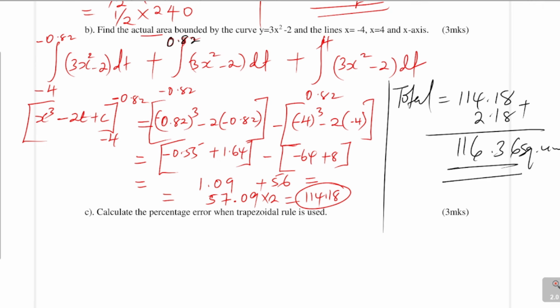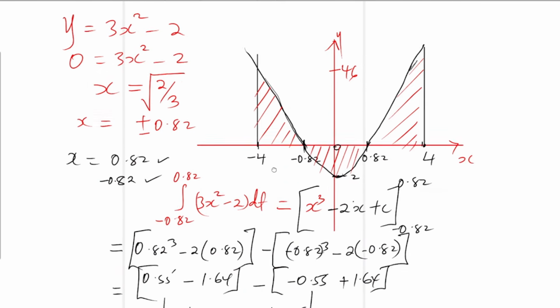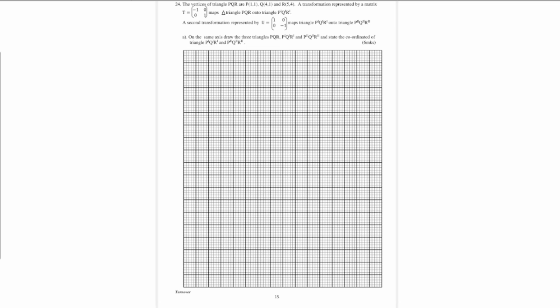So you need to be very keen when you're integrating. Don't integrate directly from -4 to 4. First, check where the curve cuts the x-axis like we've done in this part. Once you've done that, you'll be able to see which exact area you're supposed to calculate. Like you can see there, you have this section, this one, and this one, of which this one is the same as this. So that is all that part.